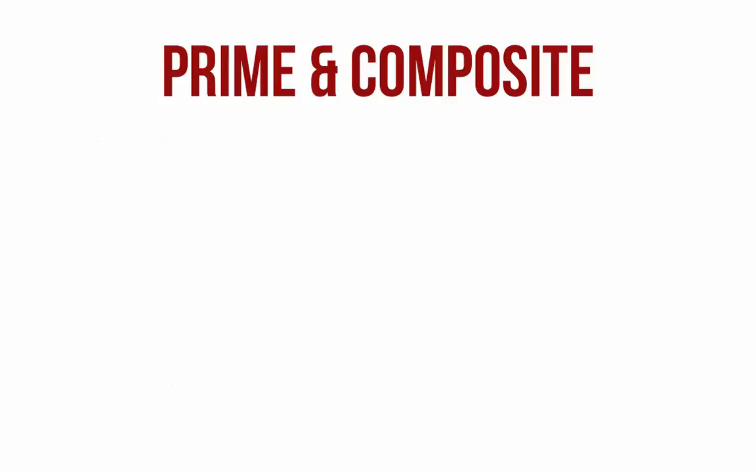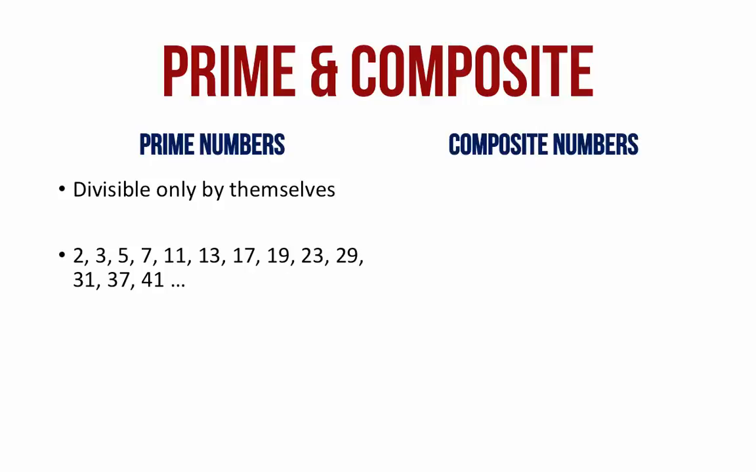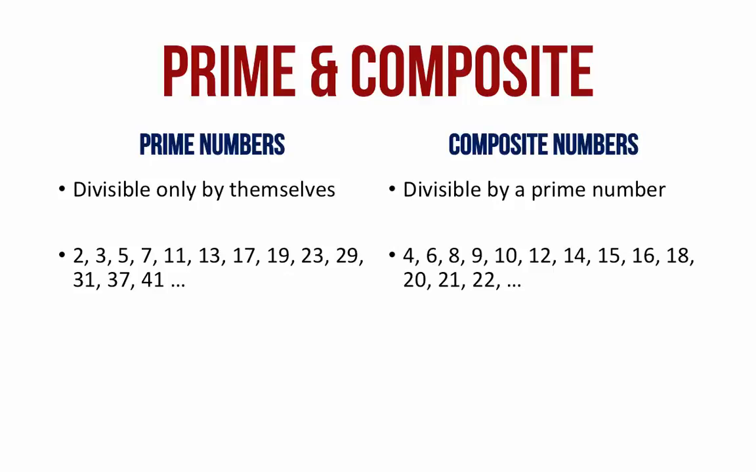Prime and composite numbers. Prime numbers are divisible only by themselves. For example, 2, 3, 5, 7, 11, etc. are prime numbers. Composite numbers are divisible by prime numbers. For example, 4, 6, 8, 9, 10, etc. are composite numbers. 1 is neither prime nor composite.